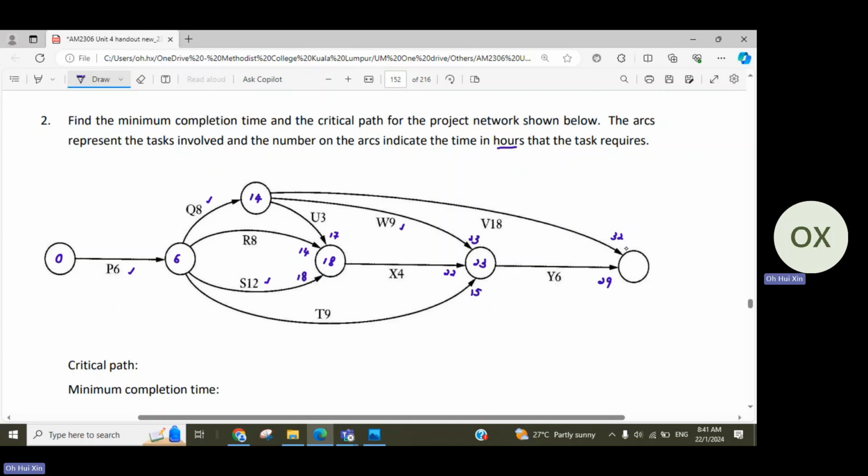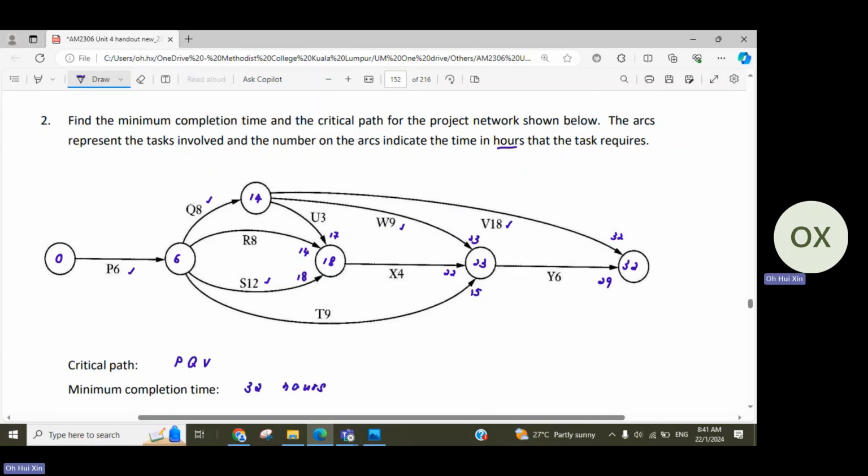So while Y finishes first, we also still need to wait for V. So that's why we take the larger number. So we have 32. And how do we get 32? It is from V18. So that's why we backtrace the tick. So the ending, you can see that the first one is going to be V. After V, the one in front is Q. After Q, then is P. So that's why the critical path here is PQV, and the minimum completion time is 32 hours.